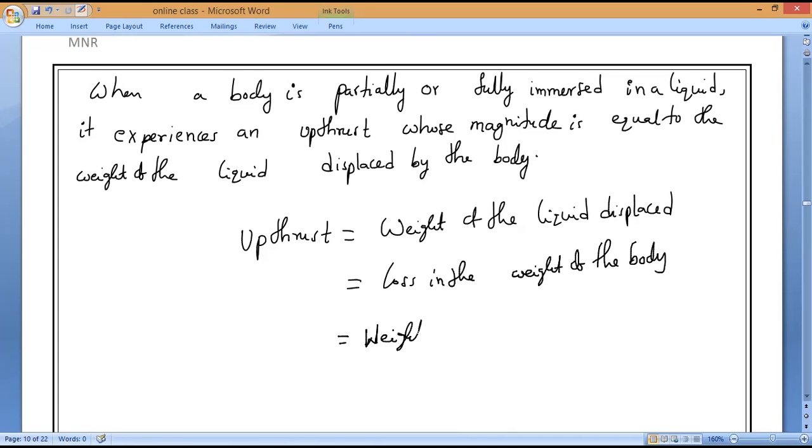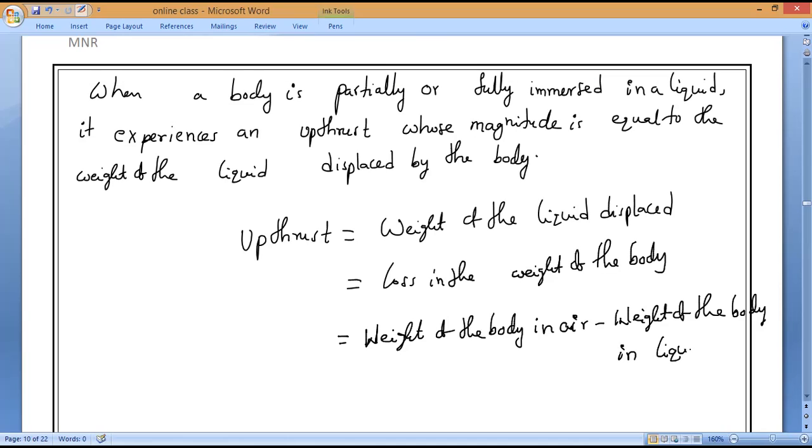How do I get the loss? Weight of the body in air minus weight of the body in where? Liquid, sir. Okay, so that is upthrust. So upthrust means loss in the weight of the body, which is weight of the body in air minus weight of the body in liquid. That is what we have to remember.